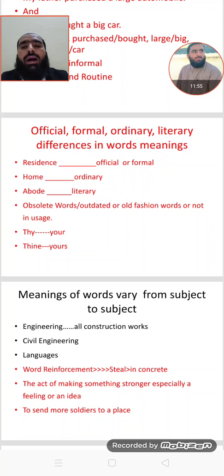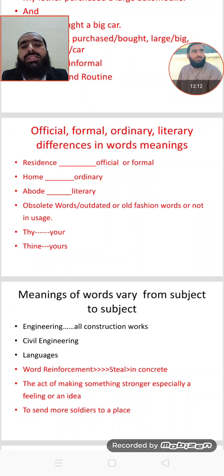Some words are official, formal, ordinary, literary. Yes, in words we have these differences. Some words are very formal and official, and some are ordinary, and some are literary. So these differences are there in words' meanings.